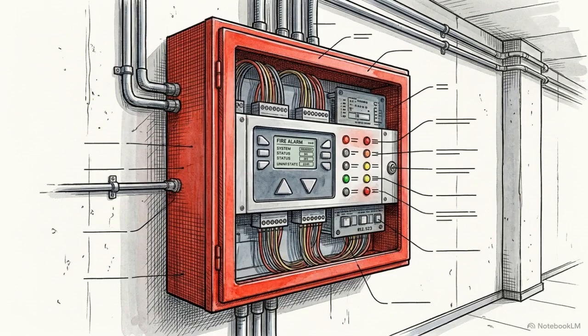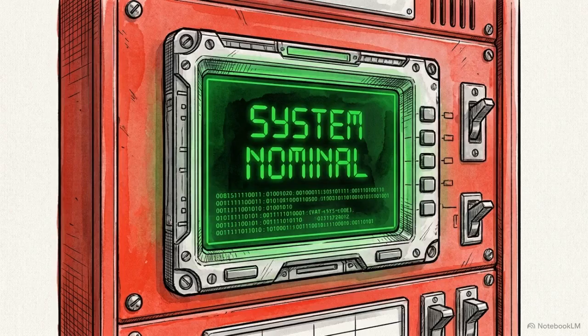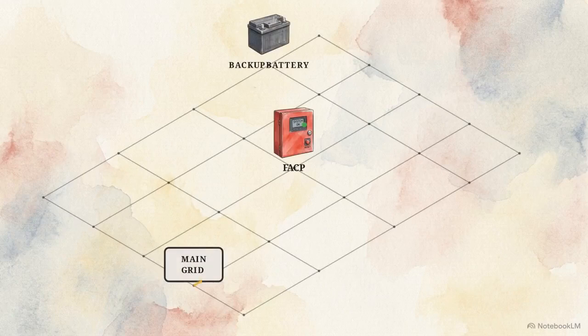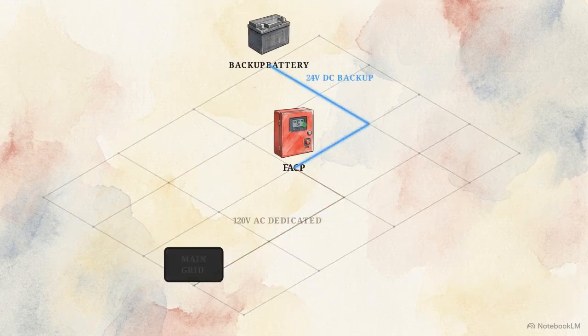The entire sensor network routes back to one critical piece of hardware, the Fire Alarm Control Panel, or FACP. This logic processing center constantly monitors inputs, verifies system integrity, and commands the outgoing network. Because the system must survive the exact event it is detecting, the panel requires strict power redundancy. The primary source is a non-switched 120 or 240-volt AC circuit, dedicated entirely to the fire alarm. If that fails, a secondary backup of lead-acid storage batteries or local generators immediately takes over.